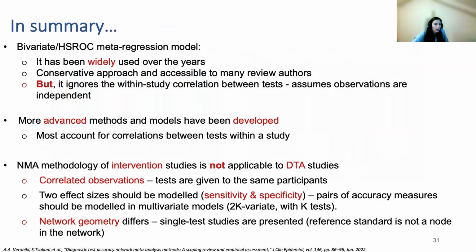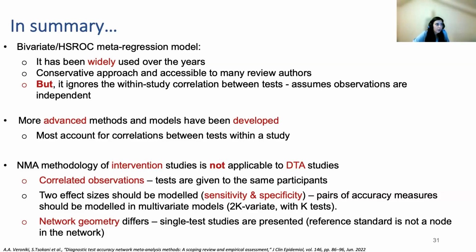So overall, the bivariate model, the meta-regression models have been widely used over the years, and this may be due to that this is a conservative approach and accessible to many review authors. But on the other hand, and most important, this approach ignores the within-study correlation between tests and assumes that studies reporting results on different tests are independent.